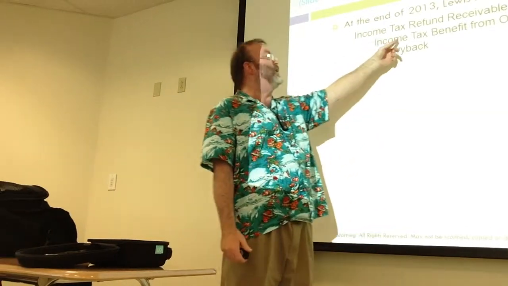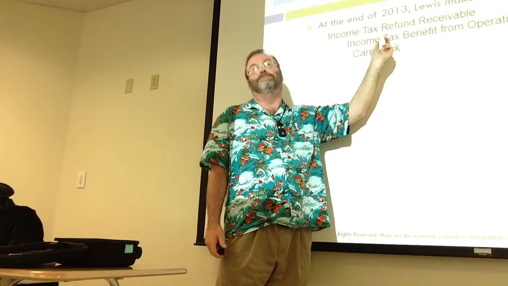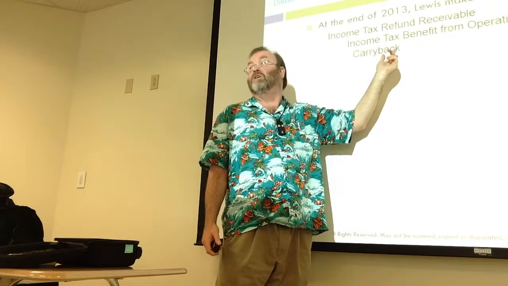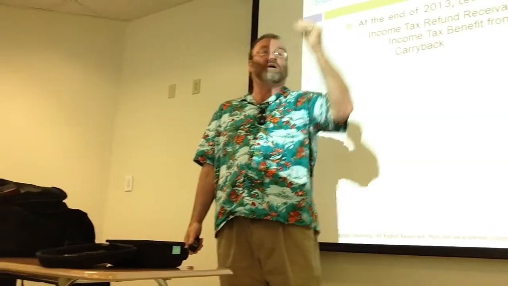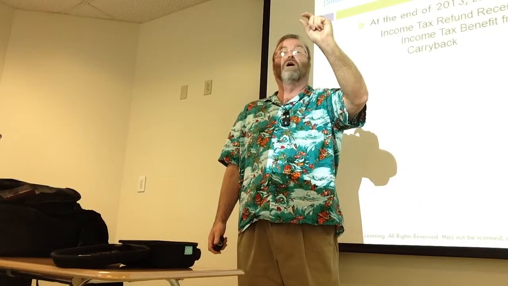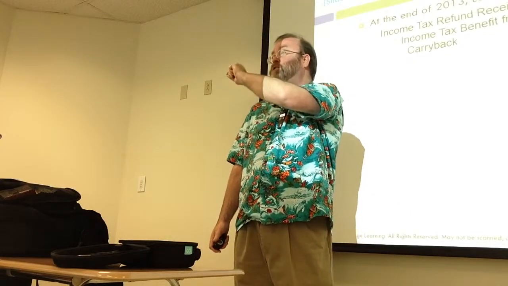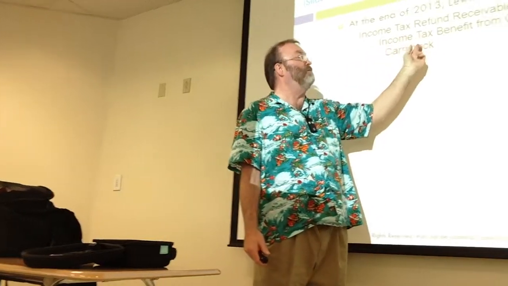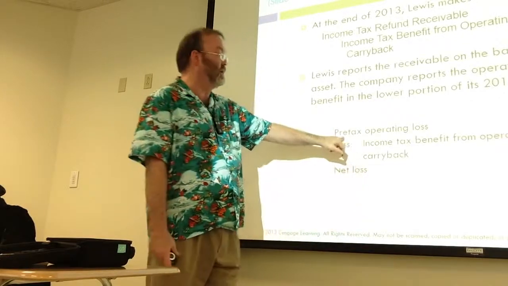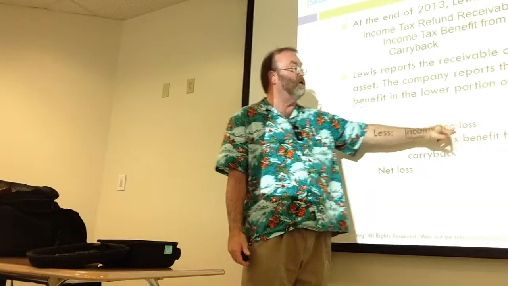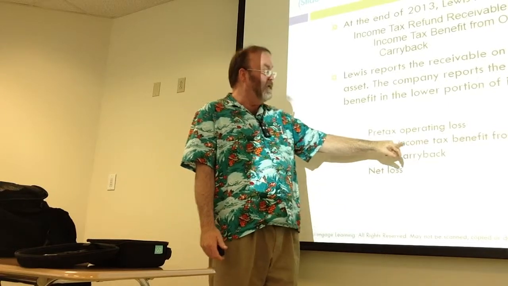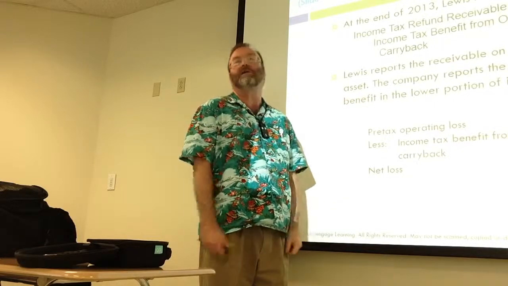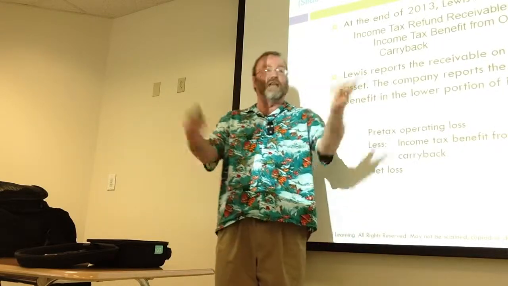And then we have, it's a contra expense in essence. So rather than income tax expense, where you come down, in this case, to pre-tax loss from operations, you would then add the income tax benefit from operating loss carryback. So there's your income statement. You have pre-tax operating loss, $90,000, less the income tax benefit from operating loss carryback of $25,000. Your net loss is $65,000. So it's a negative expense.